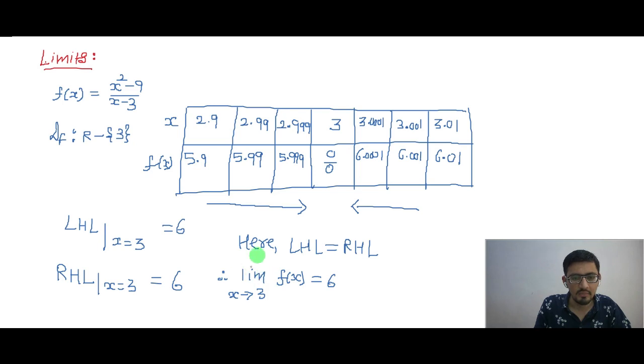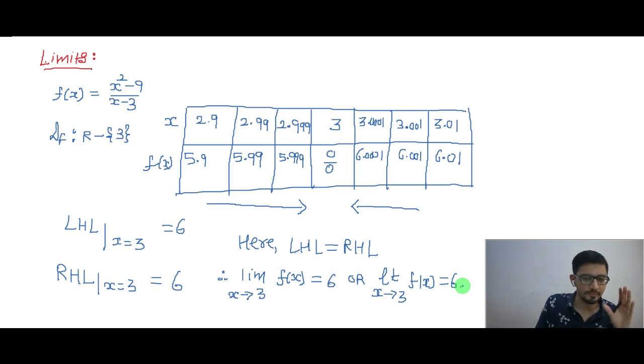Limit is denoted by the symbol lim, x tends to 3, or alternatively instead of lim you can write lt also. So lt x tends to 3, f of x, the answer I will get here is 6. So this is how I tried to explain the concept of limit by taking this one example. We did the algebraic interpretation of what is actually happening.